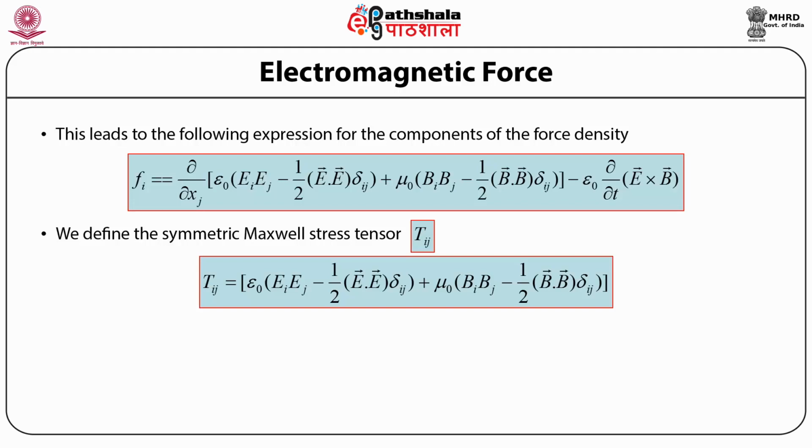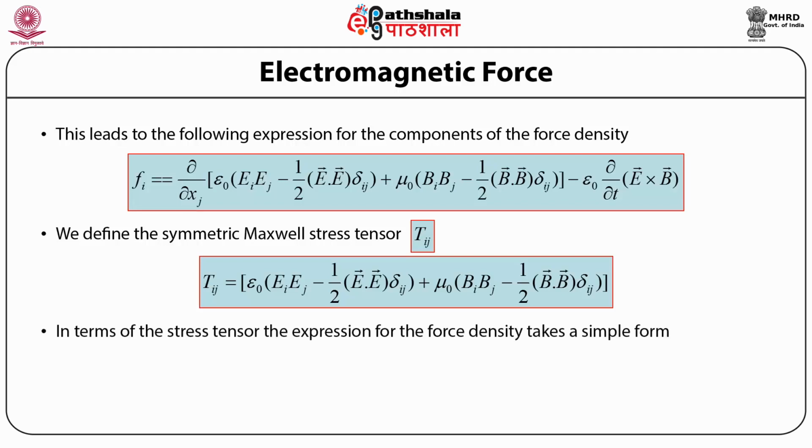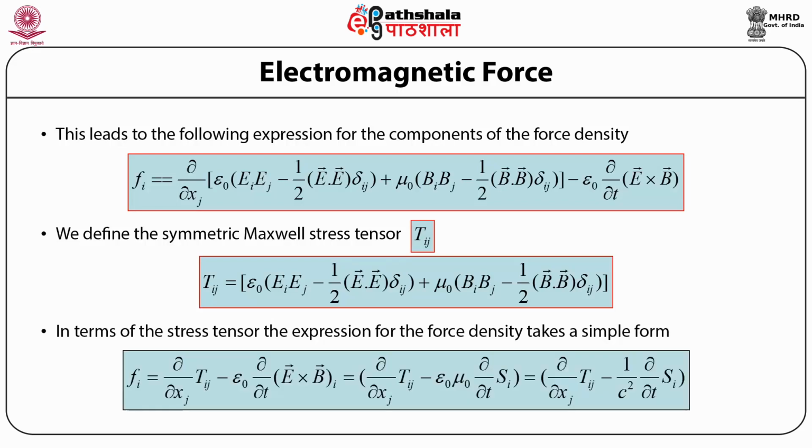So now rewriting the force density expression in terms of the stress tensor, we get the form: the force density F_i, that is the ith component of the force density, is equal to the partial derivative with respect to the position component x_j of the symmetric Maxwell's stress tensor capital T_ij minus epsilon naught times the partial time derivative of the cross product of the electric field and the magnetic field induction vector, component i.